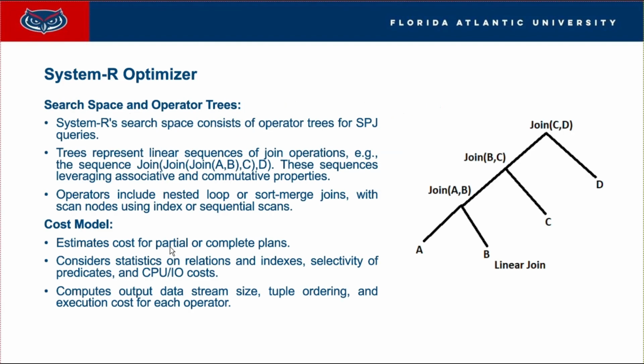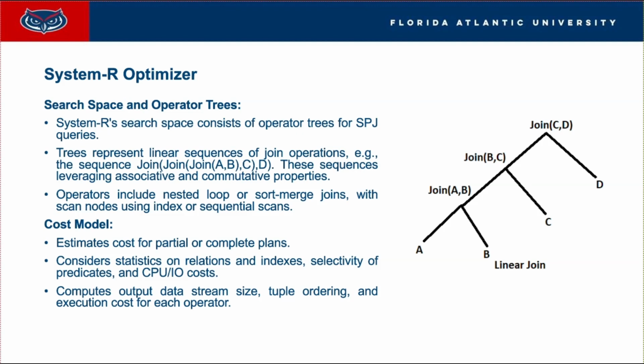The System R Optimizer search space explores various sequences of join operations for select project join queries represented by operator trees, which is shown on the right side of the presentation. And these sequences make use of associative and commutative properties of joins, providing flexibility in optimization. And operators include nested loop or sort merge joins, which scan nodes using index or sequential scan.